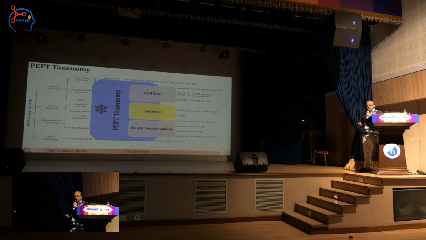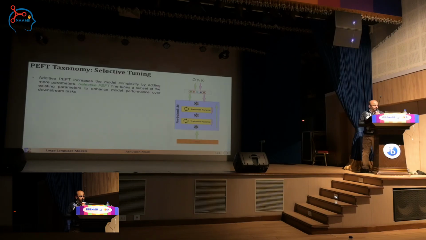All right, so the other one is selective PEFT. In selective PEFT, you are not adding any new parameters as you are doing in additive. What you do is select a small subset of parameters and only update those. For example, you have a pre-trained LLM, you pick a small set of parameters within this LLM, and during backpropagation, you only update these. Everything else is frozen. And the name is obvious. Why is it called selective? Because you are selecting a small subset of parameters which are getting updated.